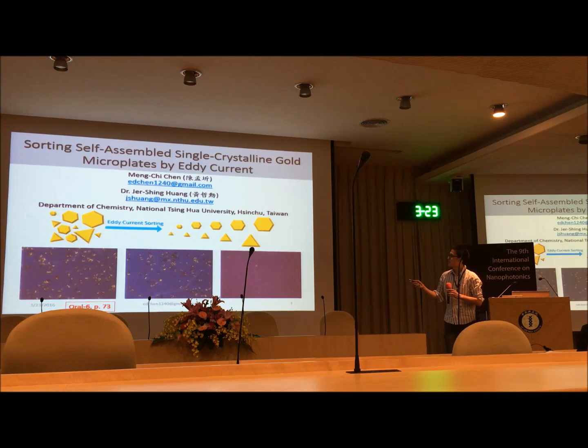My work is about using eddy current to sort gold microplates according to their size. As you can see in these three GIF files, the gold microplates will move in a certain direction because of the time variant magnetic field. I'm in oral 6 at page 73.